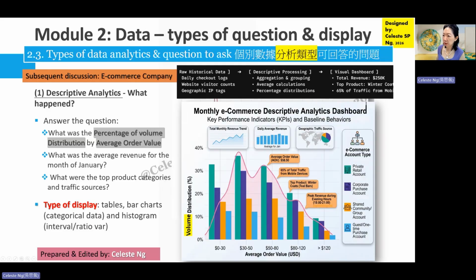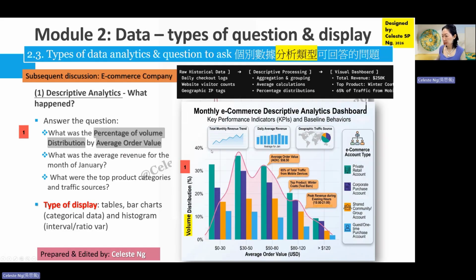Now, the first data analytics we are going to look at is descriptive analytics. As we know, it answers questions about what happened. Like in this case, we are interested in answering: what was the percentage of volume distribution by average order value?